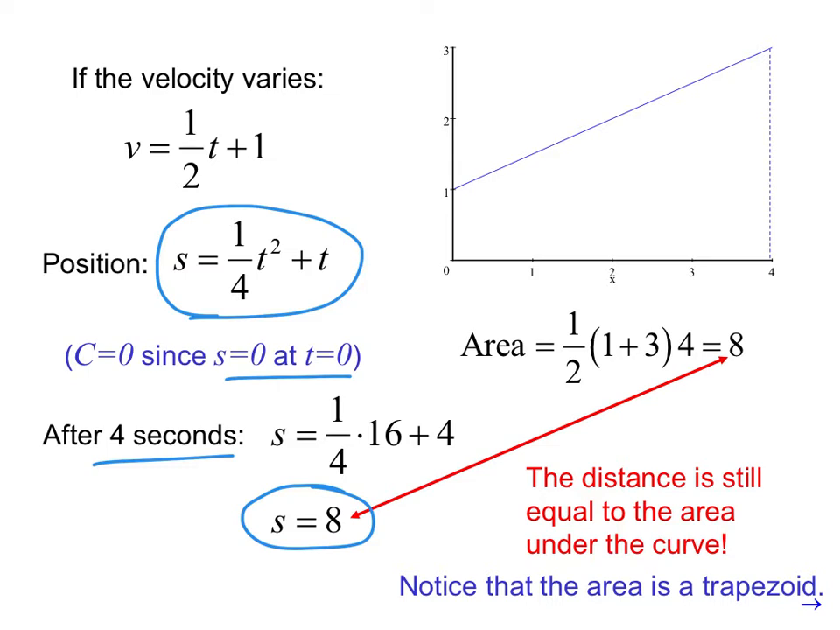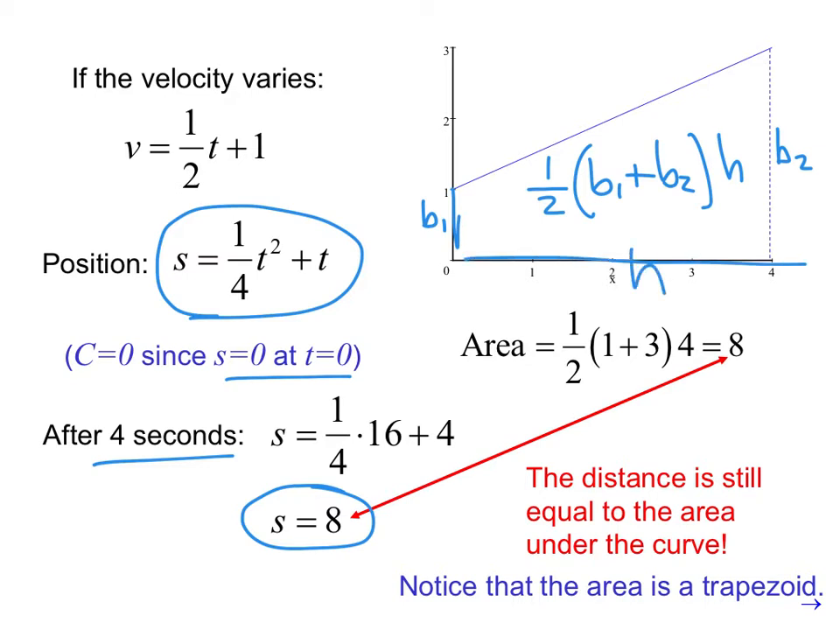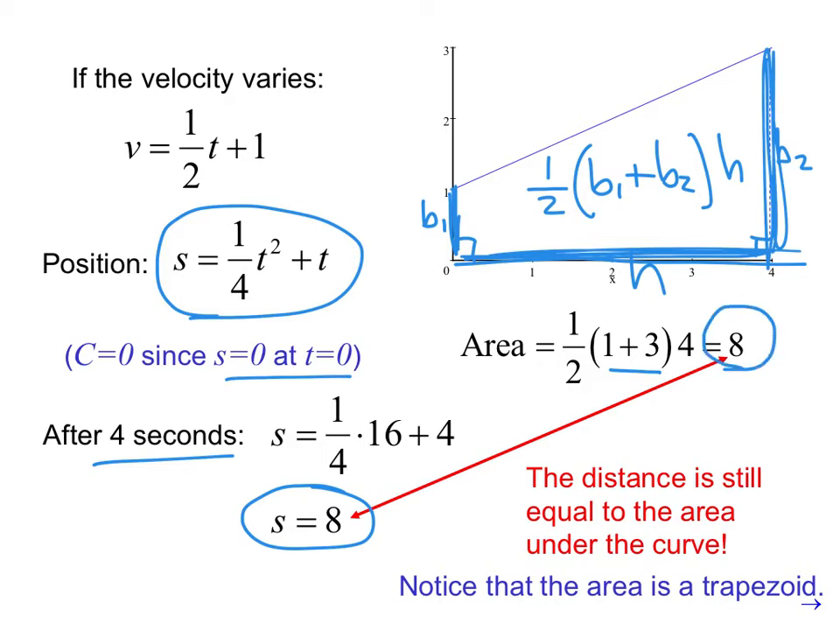Well, now what if I find the area underneath this graph? The area of a trapezoid is 1/2 the sum of the bases times the height. Now, the bases are these sides coming up here, base 1, base 2, and the height is the whole width this way. So here's my trapezoid kind of laying on its side. So 1/2 the sum of the bases, this has a height of 1, this has a height of 3, and the whole height of the trapezoid is 4, and that also comes out to be 8.